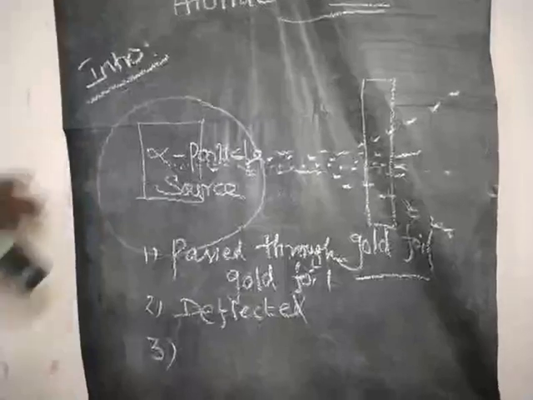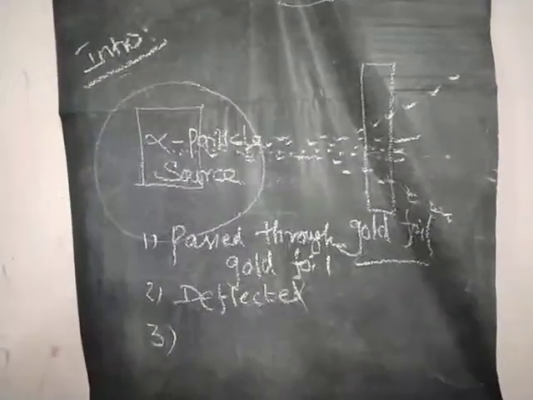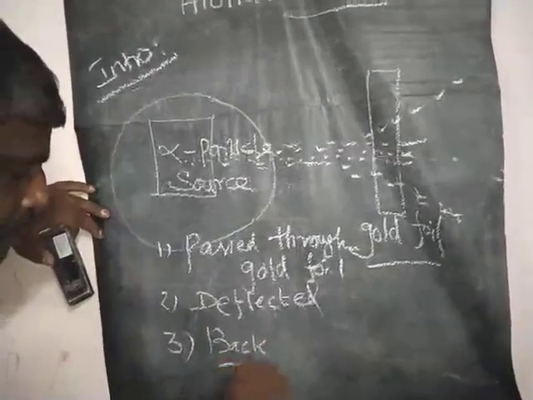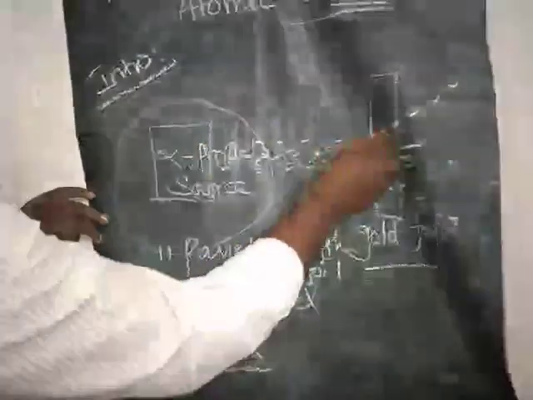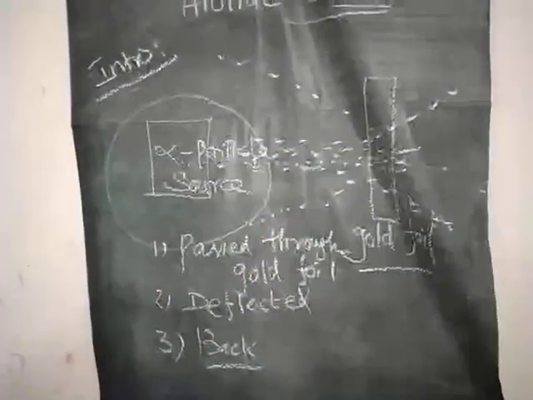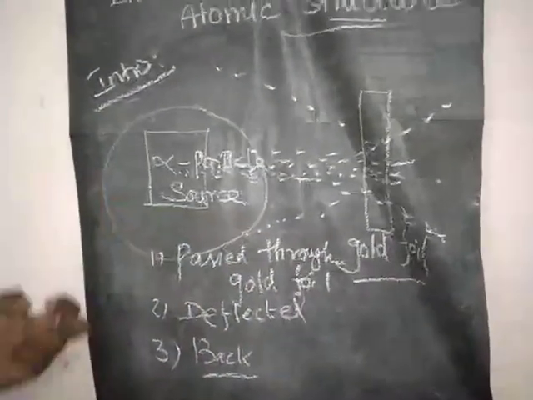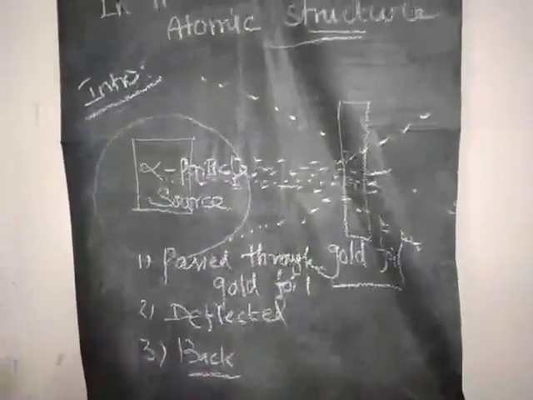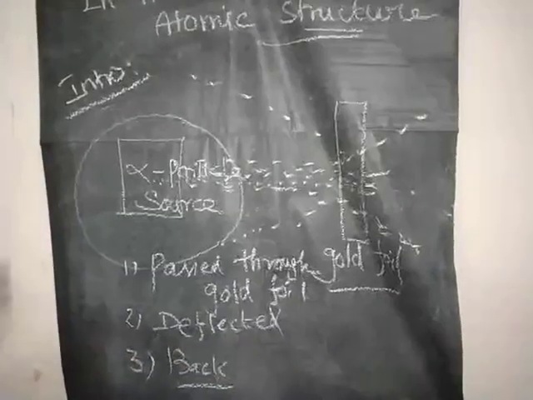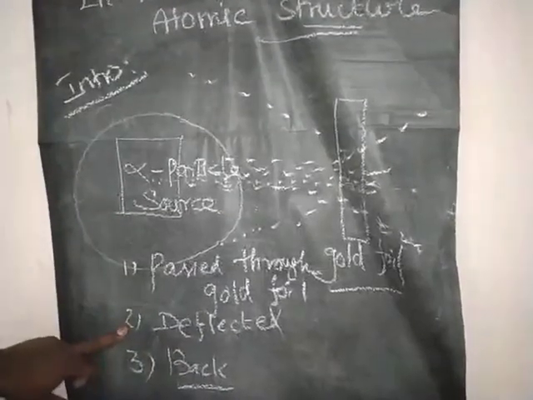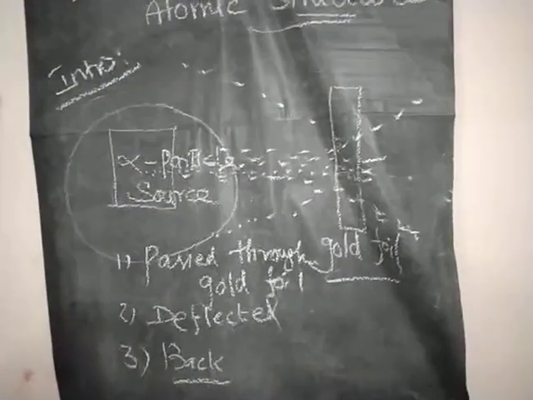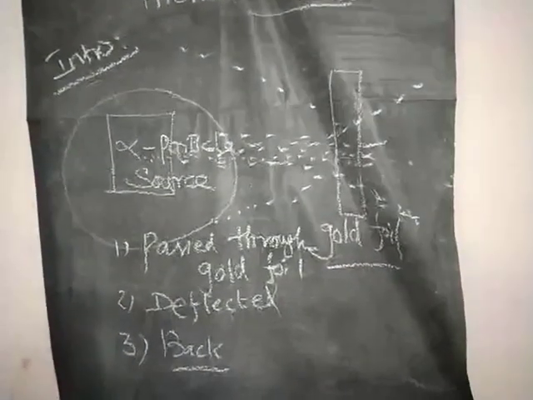Third, very few alpha particles completely bounced back. After his experiment, he concluded that the maximum number of alpha particles pass through the gold foil, some of the alpha particles get deflected, and very few alpha particles completely bounce back.